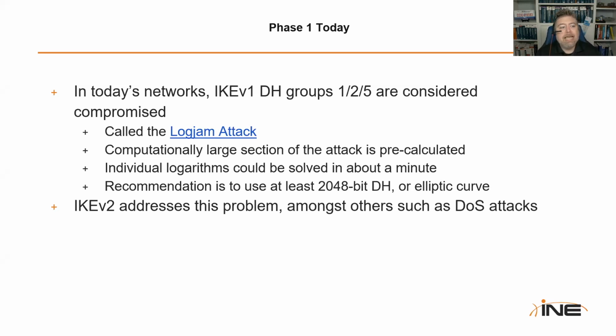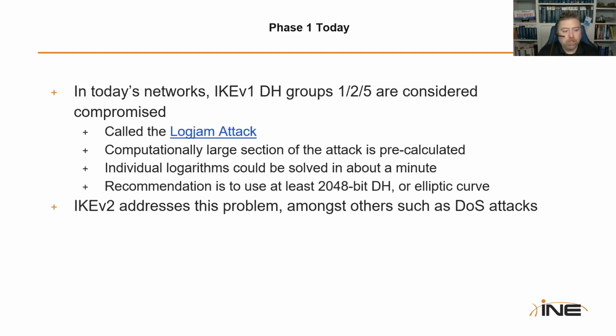Okay, so for phase 1 today, IKE version 1, Diffie-Hellman groups 1, 2, and 5 are considered compromised. There's an attack against them called the Logjam attack, where you take a large computing resource like a supercomputer or just a very large cluster of CPUs, and you can pre-calculate the computationally large section of the attack, basically the prime number. Then the individual logarithms that you need to solve the rest of the problem can be done on commodity CPUs within a minute or so by combining them with the pre-calculated information that your large cluster is forming.